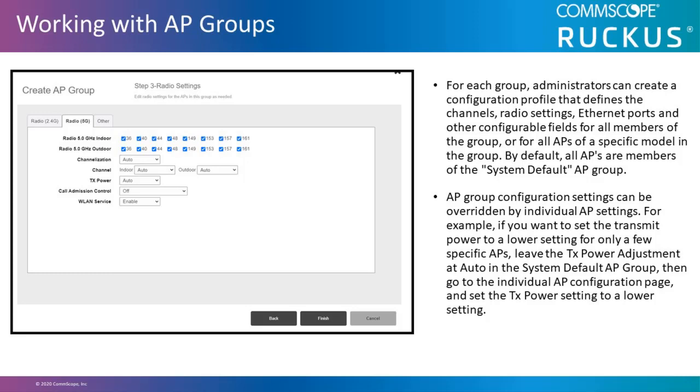For example, if you want to set the transmit power to a lower setting for only a few specific APs, leave the transmit power adjustment at auto in the system default AP group. Then go to the individual AP configuration page and set the transmit power to a lower setting.